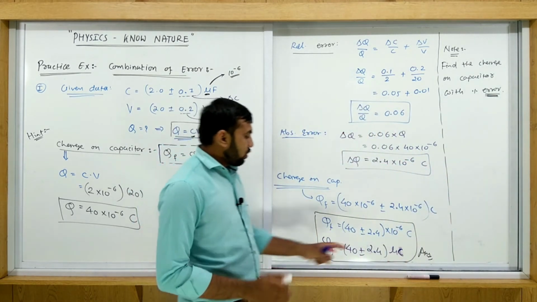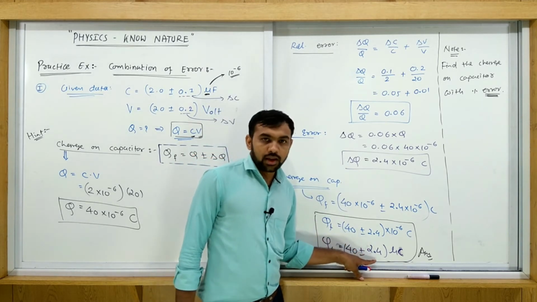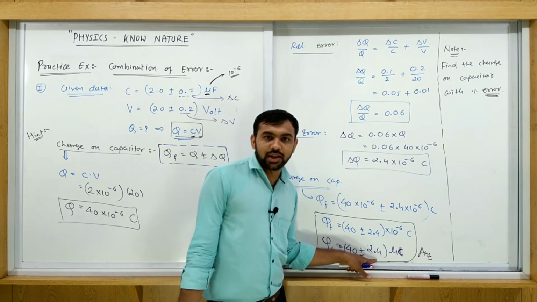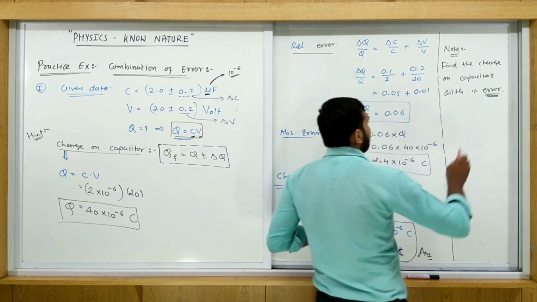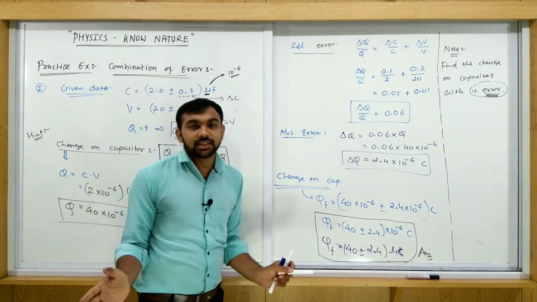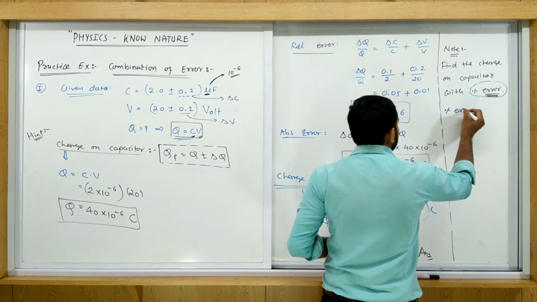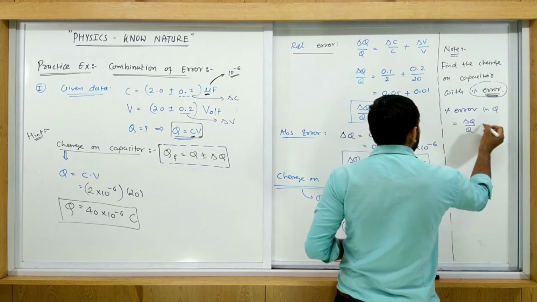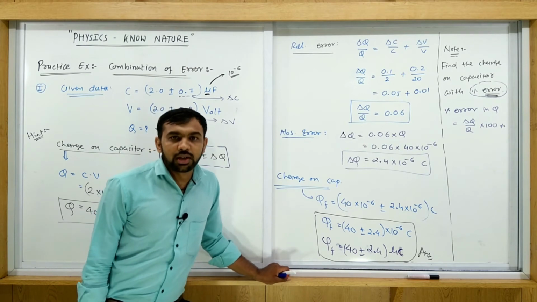Here we wrote the answer with absolute error. We write Q plus or minus delta Q. What is delta Q? The absolute error. So we wrote this answer in terms of absolute error. Now we write the same answer in terms of percentage. First you find the percentage error. How do we find it? It is simple: percentage error in Q is equal to delta Q upon Q multiplied by 100%.